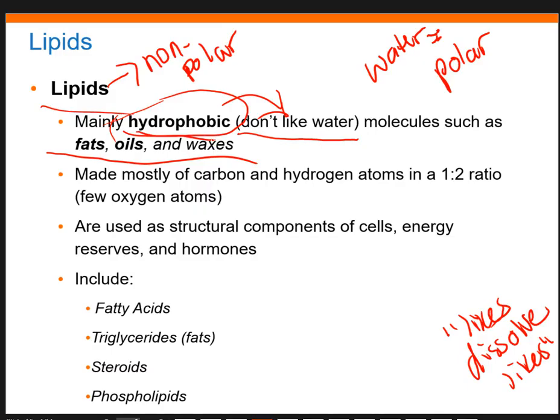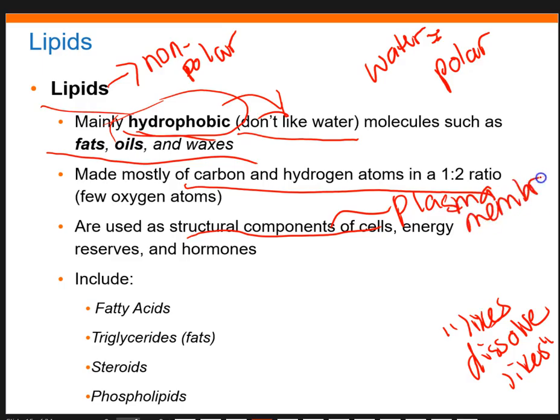Lipids have way less oxygen than the sugars do, carbohydrates. So lipids are made mostly of carbon and hydrogen. They have really long hydrocarbon chains. They're used for many different things. They are used as structural components of cells. Lipids, we'll see, make up the plasma membrane or outer barrier of our cells.